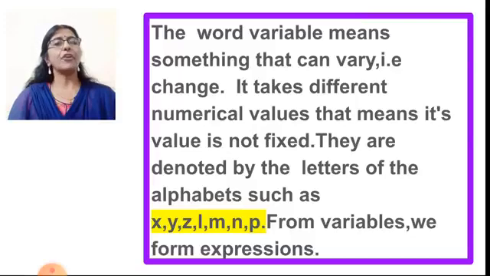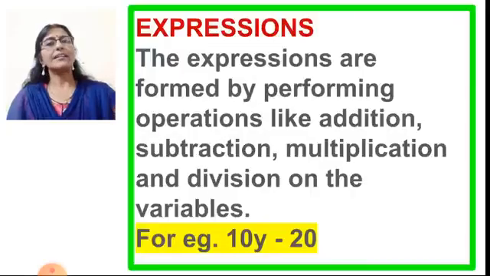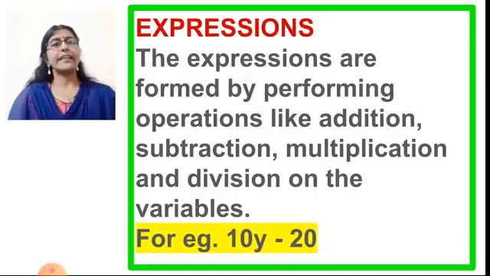From variables we form expressions. So what did we understand from this? A variable can take any numerical value, its value is not fixed, and it is denoted by any letter of the alphabet. From variables only we form expressions. Now what are expressions? Expressions are formed by performing operations like addition, subtraction, multiplication and division on the variables.